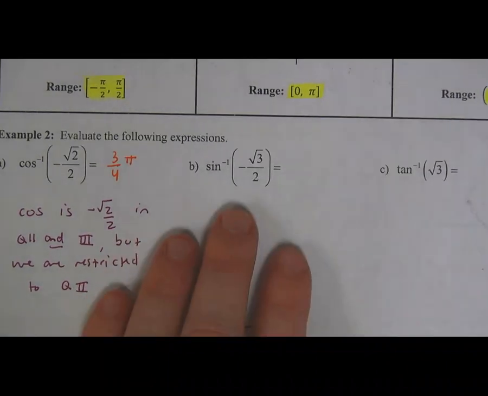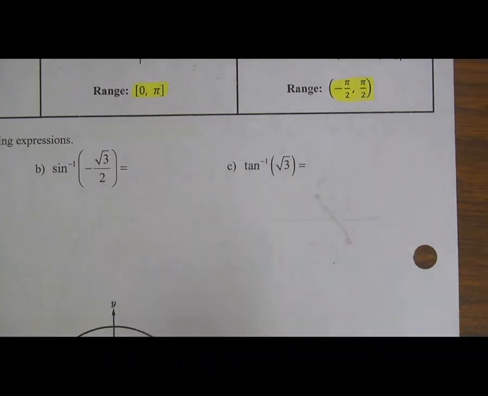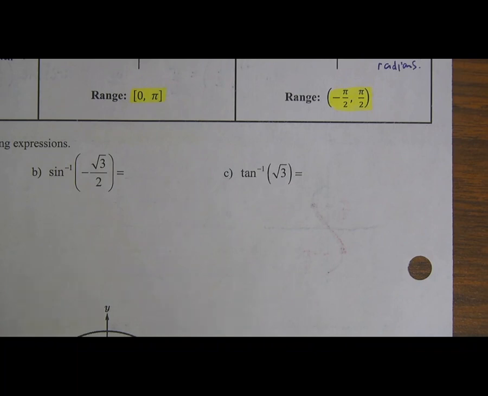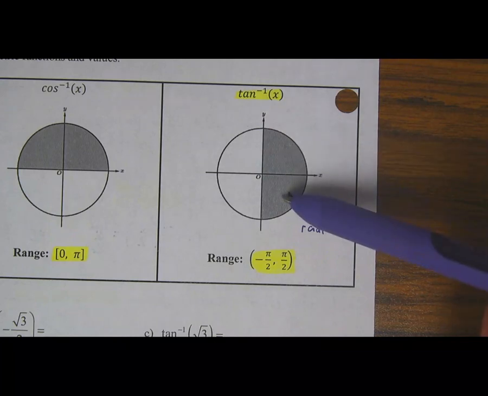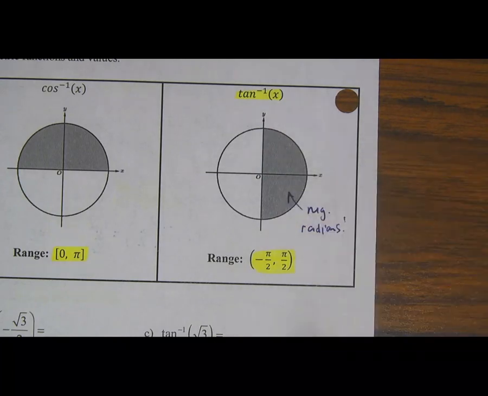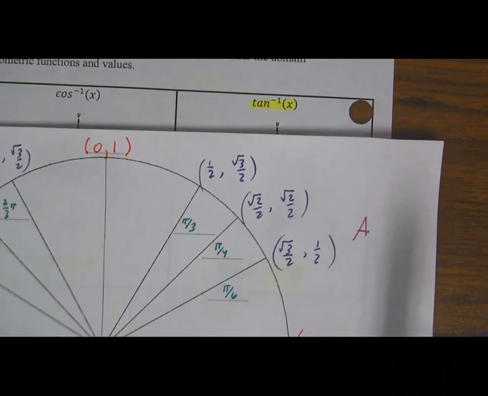I want to skip B and go to C. We'll come back to it. It says arctan of root 3. So I have to figure out where tangent is root 3, and that's going to probably show up a couple of times on my unit circle, but then I'm going to be restricted to either quadrant 1 or quadrant 4 in my answer.